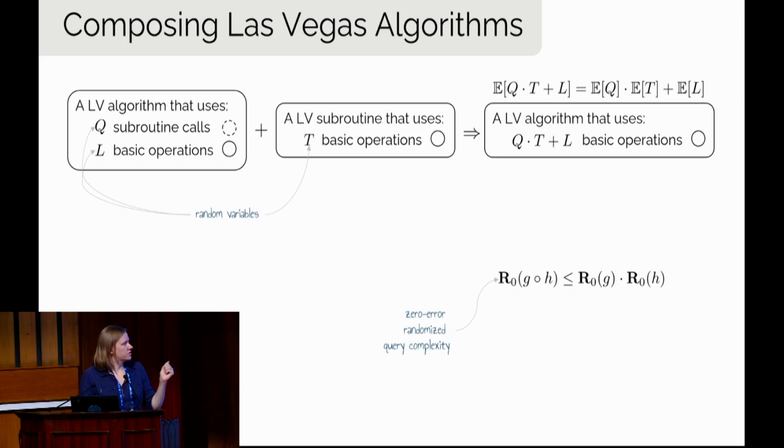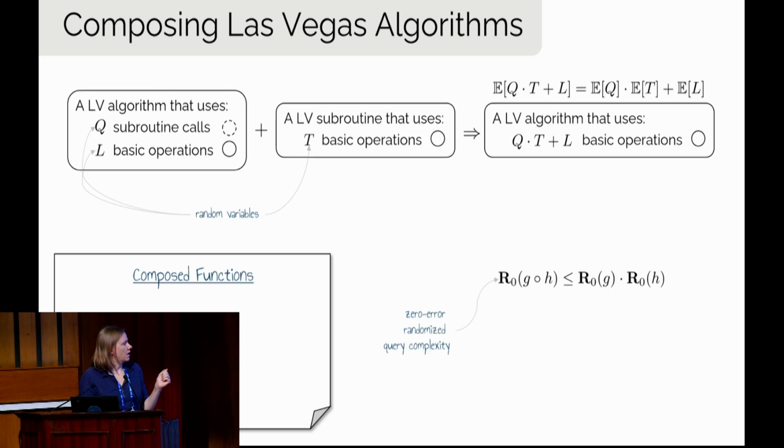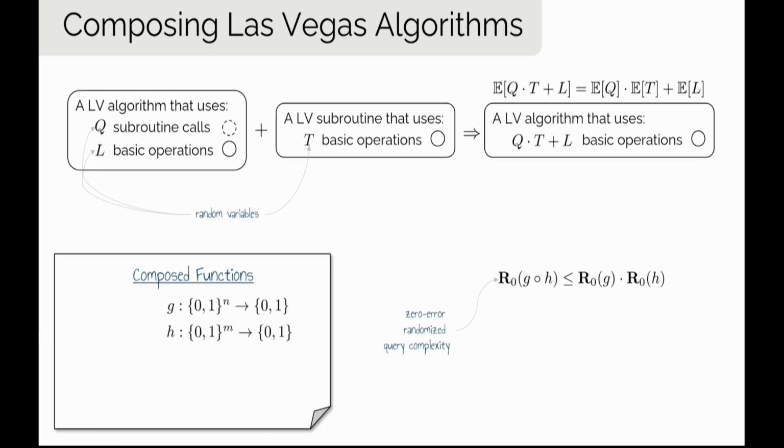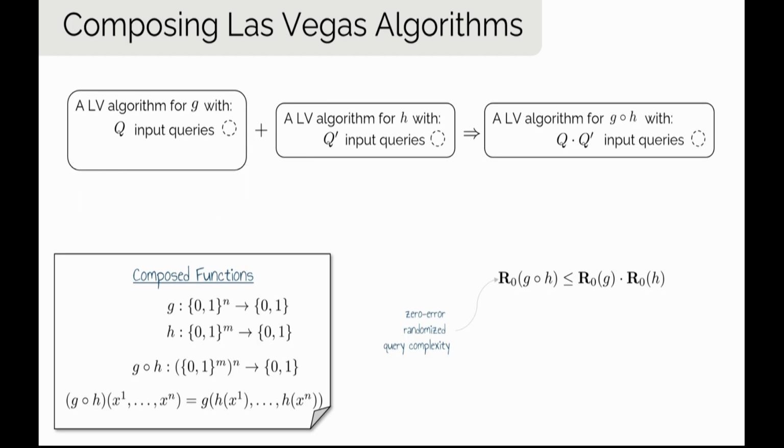And a composed function, if g and h are functions on n and m bits respectively, their composition is a function on m times n bits. So we think of its input as being n kind of m-bit strings. And then the output is just what you would get if you apply h to each of these m-bit strings. Then you get n bits. And then you apply g to that. So that's the composed function. So now let's just see why this claimed result is true. Suppose you have a Las Vegas algorithm for g that makes q queries to the input.